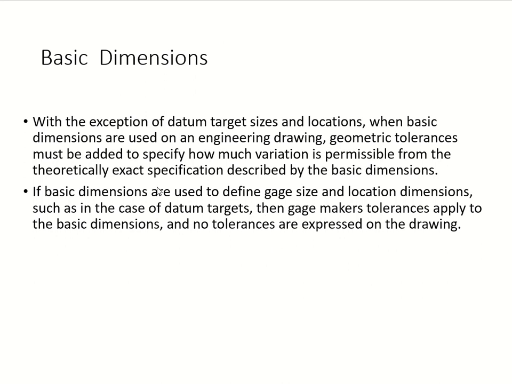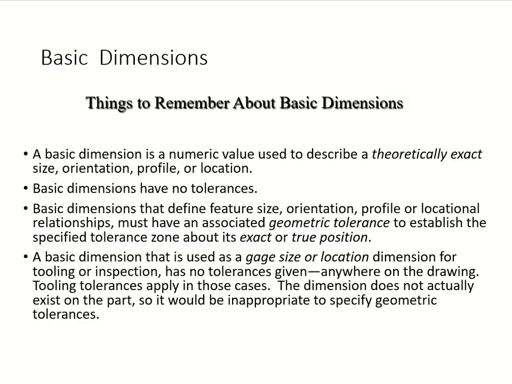Then we're going to apply our tolerances to that dimension that we have. So you have the dimension value and the tolerance range. If you use this basic dimension to define a gauge size or location, what you have to pay attention to is that the gauge maker's tolerance is going to apply to that basic dimension, and you don't have to put your tolerances in your drawing. Basic dimension is just a value for your size, orientation, profile, or location.